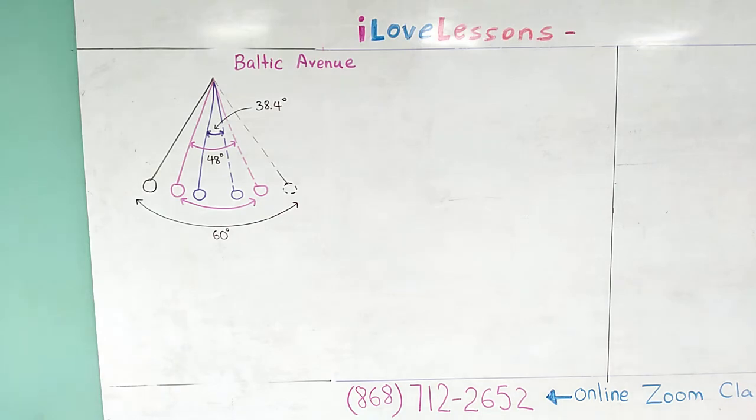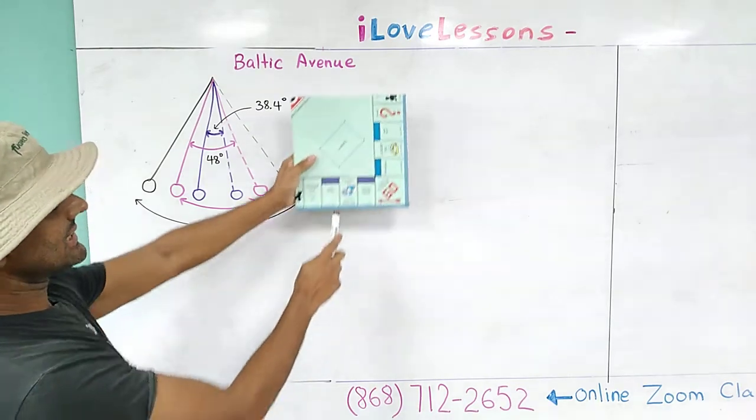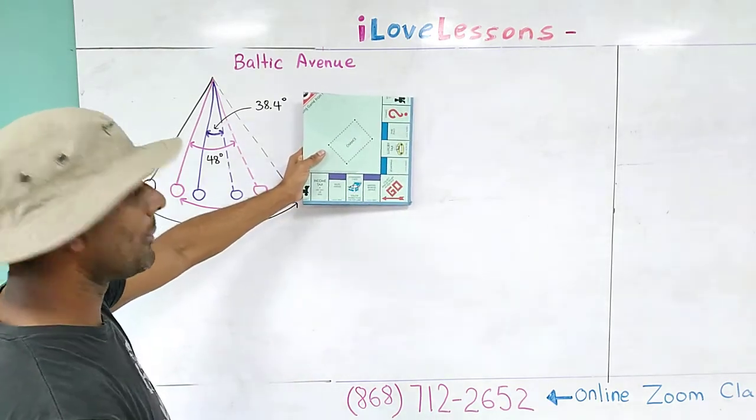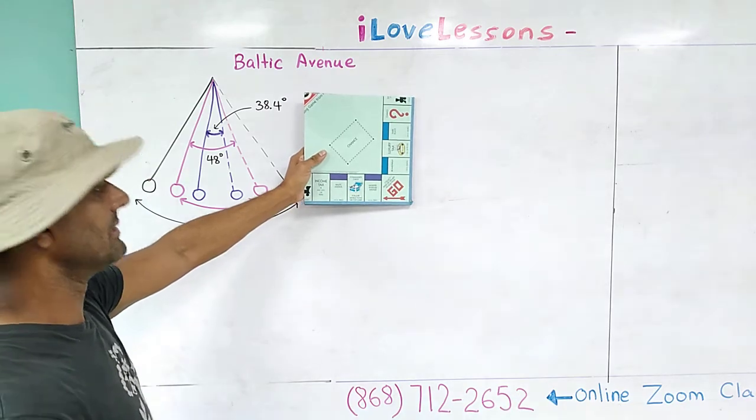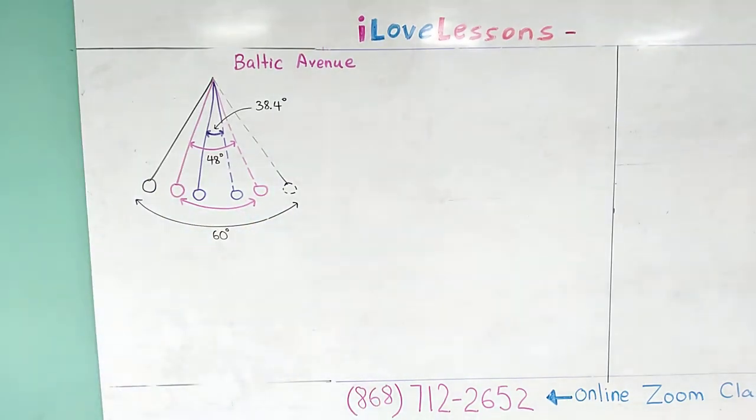Now today's question will be dedicated to, let me find it here. It's one after the first Community Chest. It's Baltic, I think it's Baltic Avenue, one of my favorite places to buy on the Monopoly board because it's so cheap.